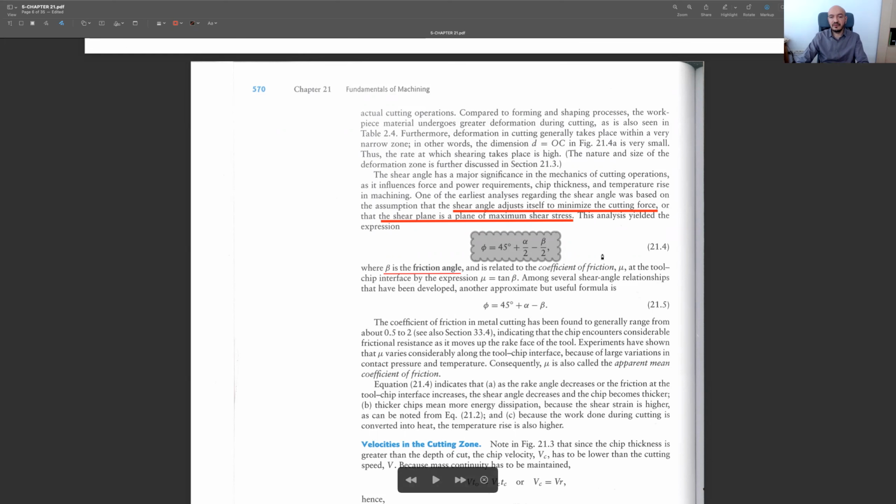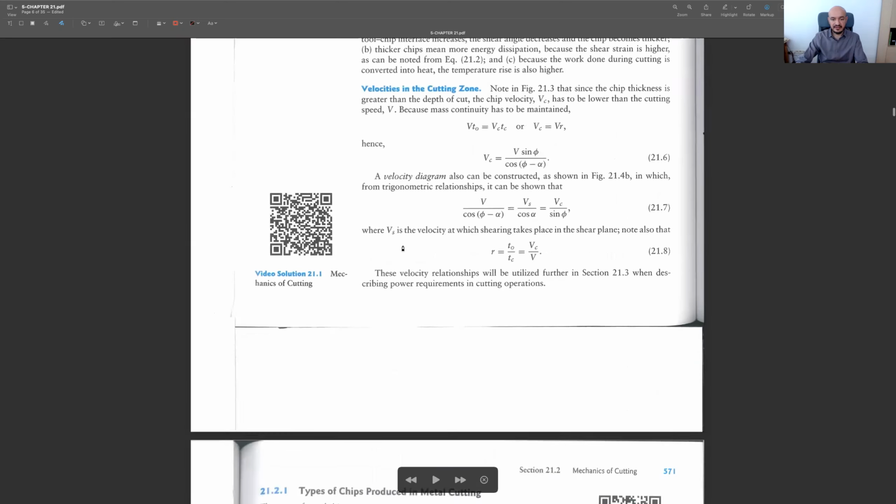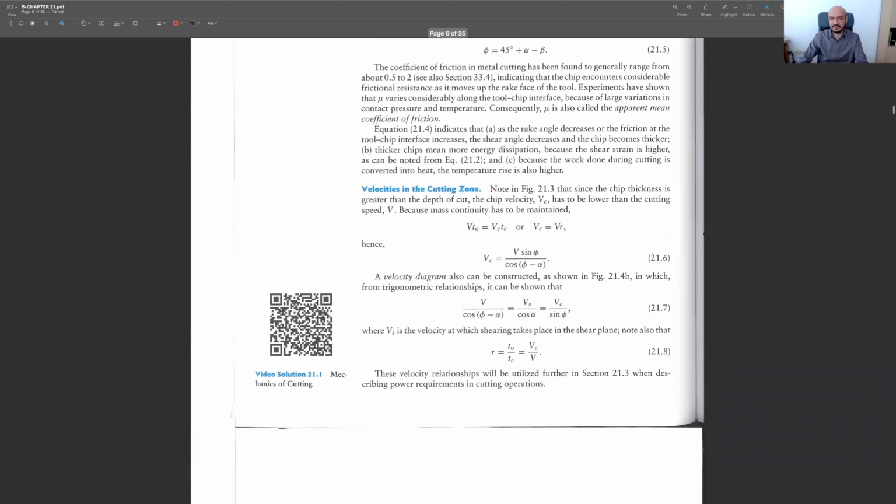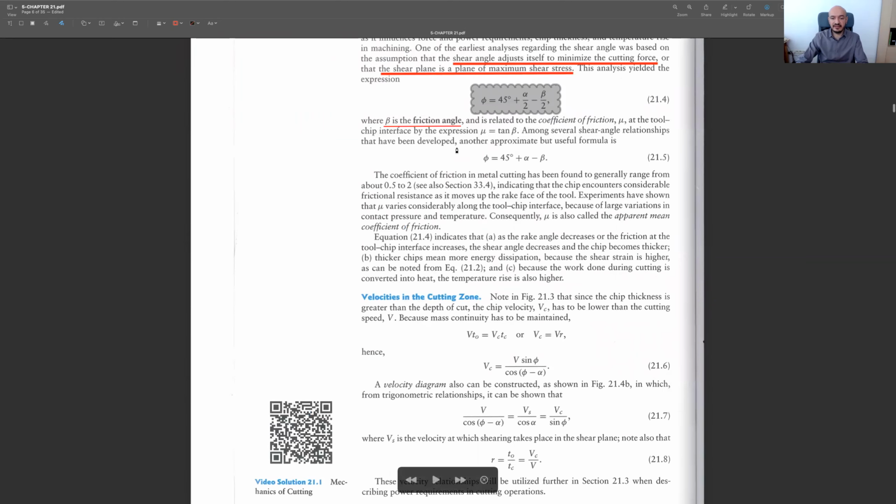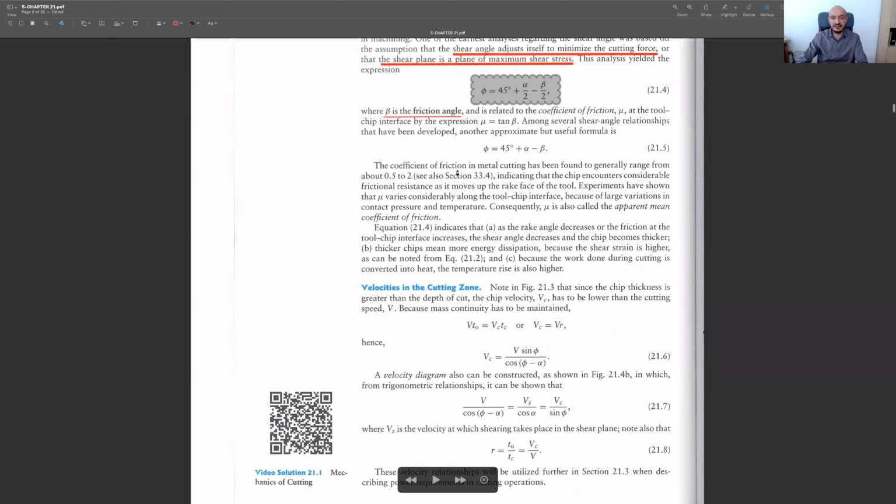So that's why we always try to optimize this shear plane angle, and this is done with the help of this equation. And obviously the shear plane is the plane of maximum shear stress, so that we can start this chip removal process. These are all for the Merchant model, and we will be discussing in a moment the types of chips produced in this machining process.